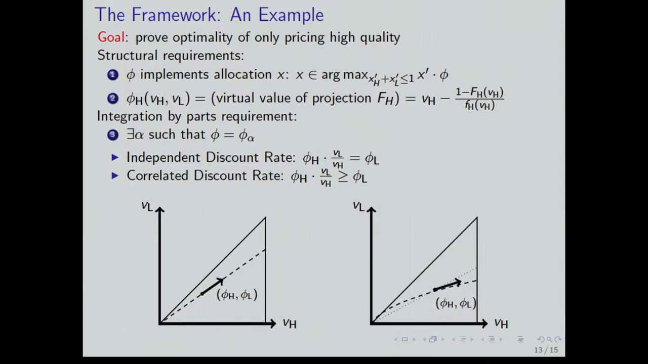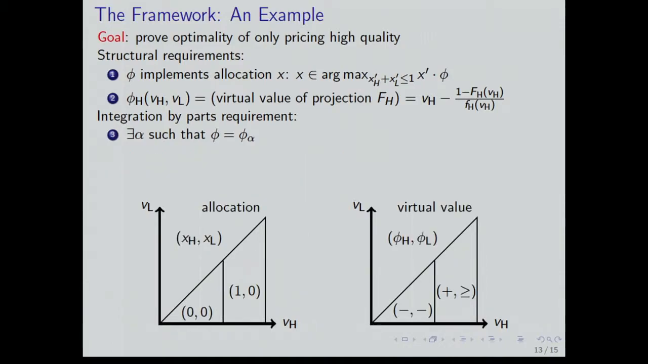And now all you have to check is that this condition is satisfied, which is that the low quality virtual value is less than the high quality virtual value. And this is exactly where the condition of the distribution comes into play.